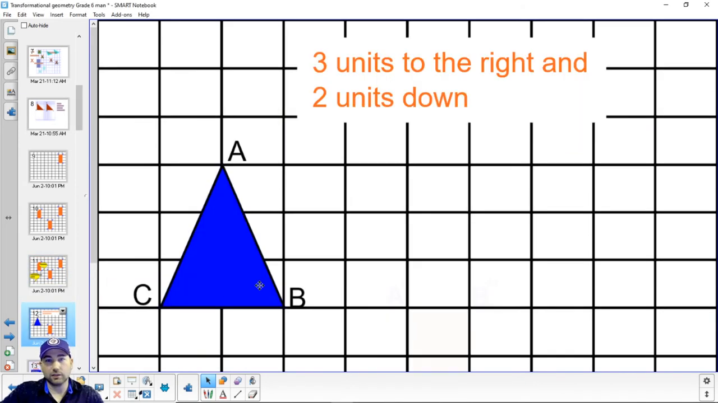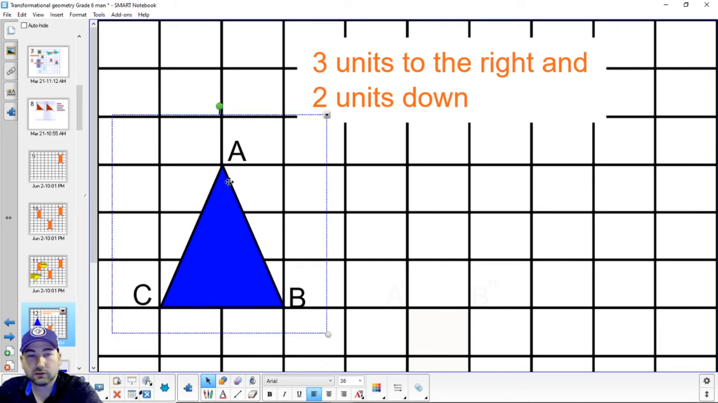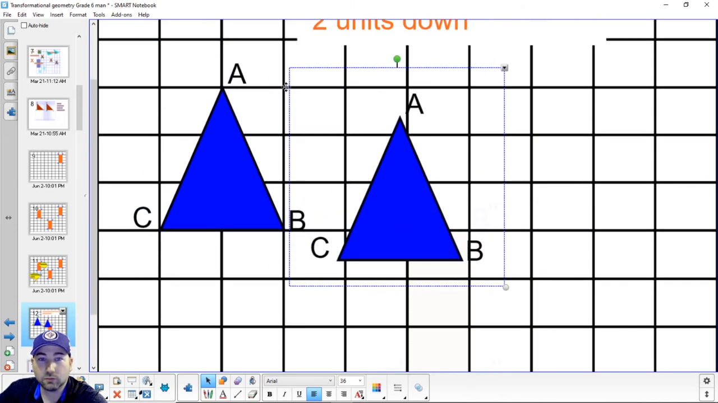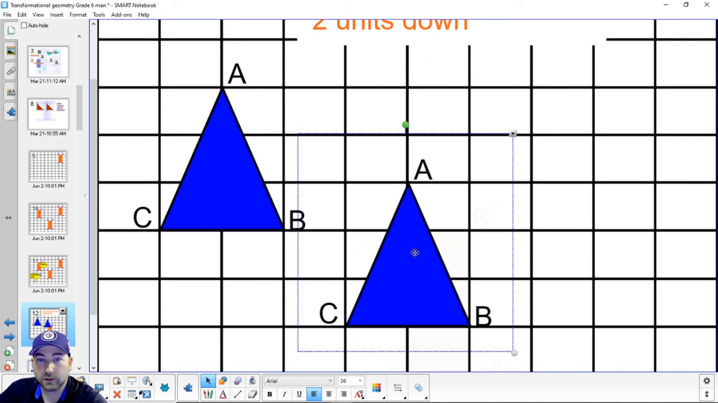Let's take a look at another. So here's some directions. 3 units to the right and 2 units down. So you can say units, spaces, spots, but in this case we're going to go 3 units to the right and 2 units down. So where would that end up? Well, let's take a look. Let's count. I'm going to move this triangle ABC 3 units to the right. So we go 1, 2, 3 units to the right, and then 2 units down. 1, 2 units down. So now this vertex A is going to end up right here. So I'm going to copy that, and that would then show it 1, 2, 3, 1, 2, right here.